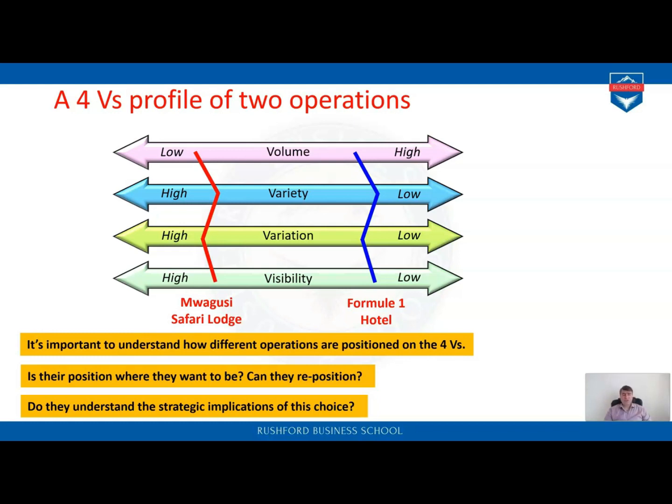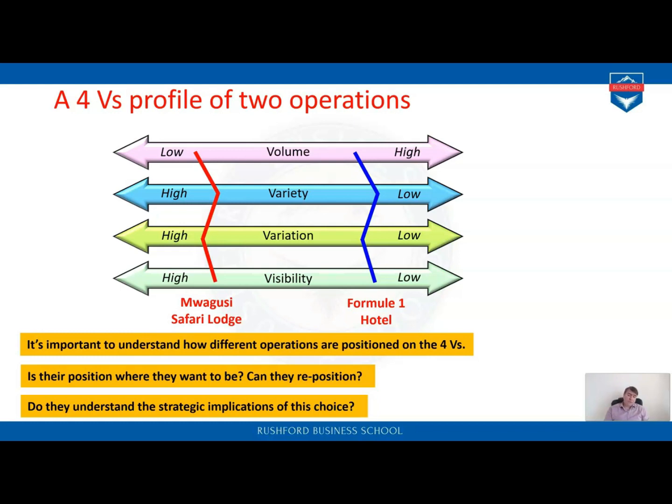Like Toyota and Rolls-Royce: Toyota is like the Formula 1 hotel, and Rolls-Royce is like the Safari Lodge. The volume is low, variety is high, variation is high, because different customers want different types of products, and visibility is high. You can order even the color of the inside of your car, different colors, different specifications, etc. But Toyota is different. They have high volume, low variety, variation is low compared to Rolls-Royce, and visibility is low.